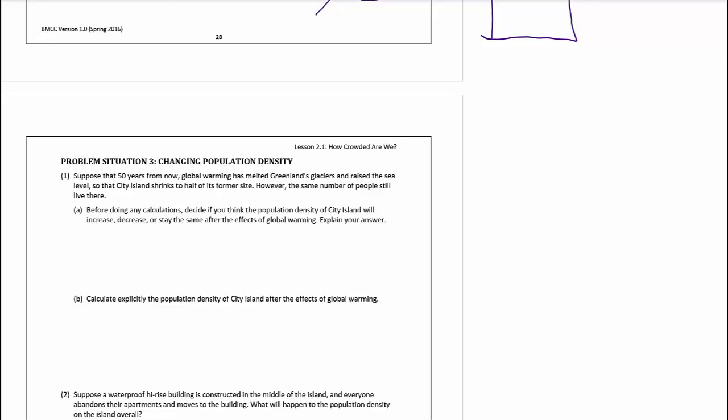So let me give you a minute to think about it. Alright, let's review. So what happened here? City Island would lose half of its land, so it's going to become smaller. When we talk about density, density equals the number of people divided by the area. Your area got smaller, so that means the people will be more crowded, right? They're going to be closer to each other, so the density will go up. Does that make sense? If you have less area for people to be, then the density has to increase.